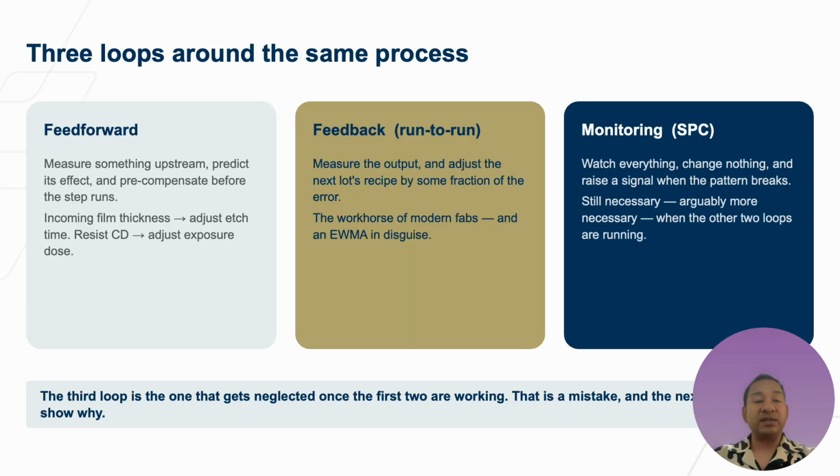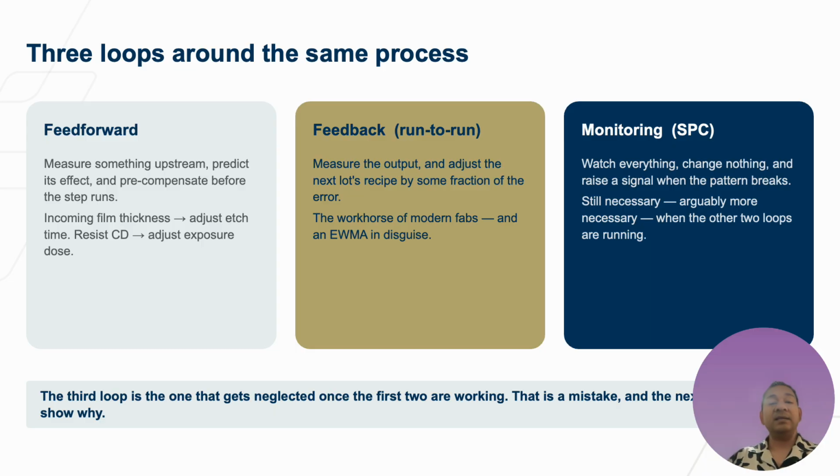3 loops around the same process step. Feed forward: measure something upstream, predict its effect, pre-compensate before the step runs. Incoming film thickness feeds an etch time adjustment. Resist CD feeds an exposure dose adjustment. Next, feedback or run to run. Measure the output, adjust the next lot's recipe by some fraction of the error. This is the workhorse of modern fabs, and as we will see, it is an EWMA in disguise. Monitoring, which is SPC: watch everything, change nothing, raise a signal when the pattern breaks.